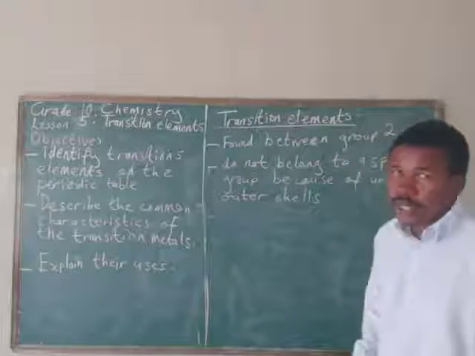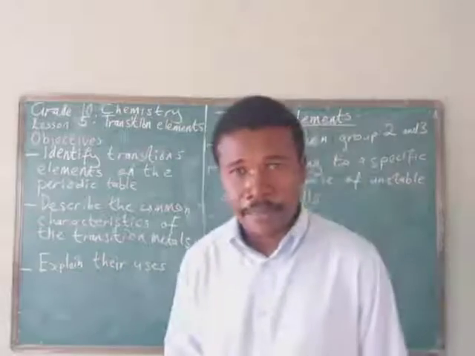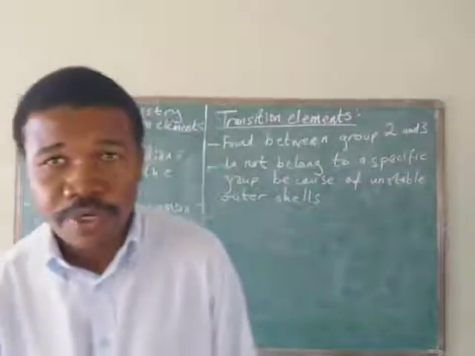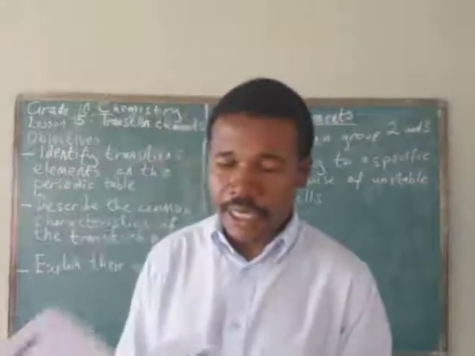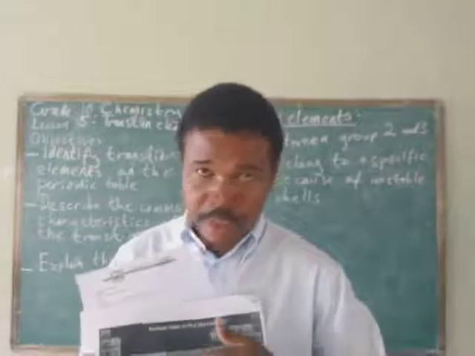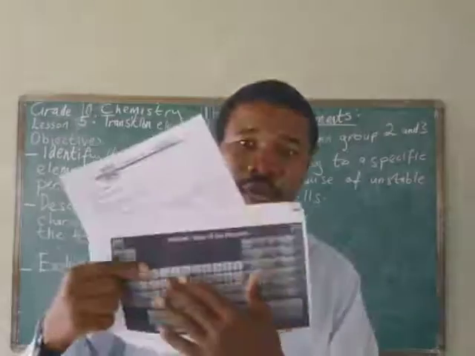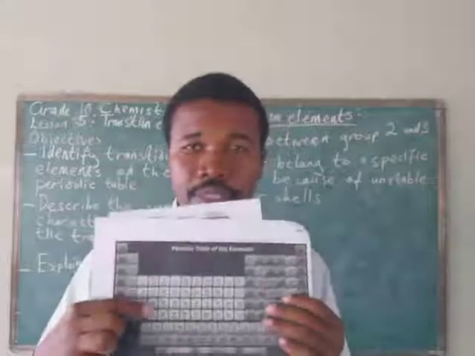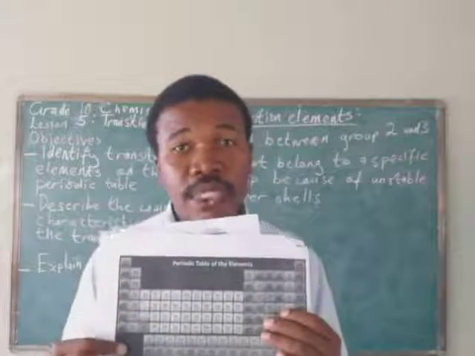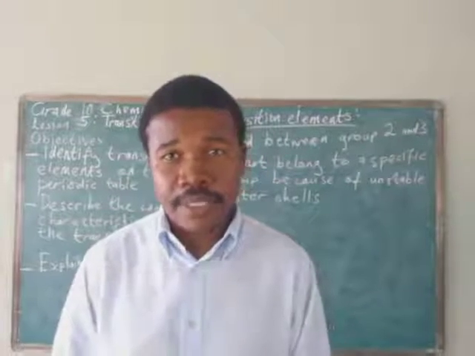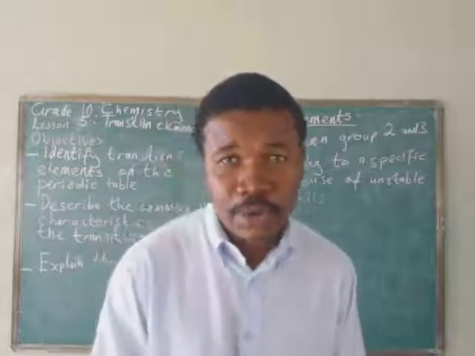You will find them between group 2 and group 3. Between group 2 and group 3, you will find that there is a big space, and there are a lot of elements there in the middle. If you have group 1, group 2, then you have a lot of elements in the middle. Those ones are known as the D block elements.